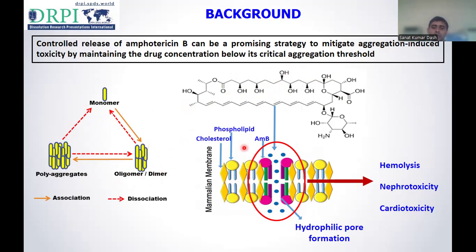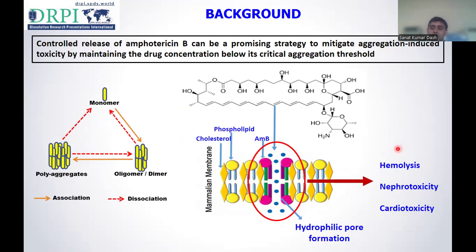Amphotericin B, when it interacts with the mammalian cell membrane, binds with the cholesterol and forms a hydrophilic core. Due to this, intracellular leakage of ions occurs. Also, loss of cytoplasmic content and eventually cellular death occurs. So, when we use amphotericin B as an antifungal agent, hemolysis, nephrotoxicity, and cardiotoxicity are major limitations.